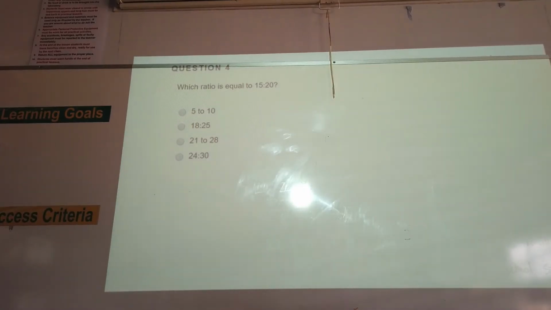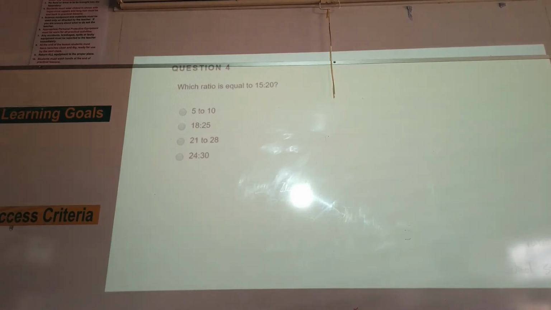Now let's have a look at question 4 on the mini test. Which ratio is equal to 15 to 20? Is it 5 to 10? Is it 18 to 25? Is it 21 to 28? Or is it 24 to 30? Now the key to this kind of question is to make every single ratio to its simplified version.